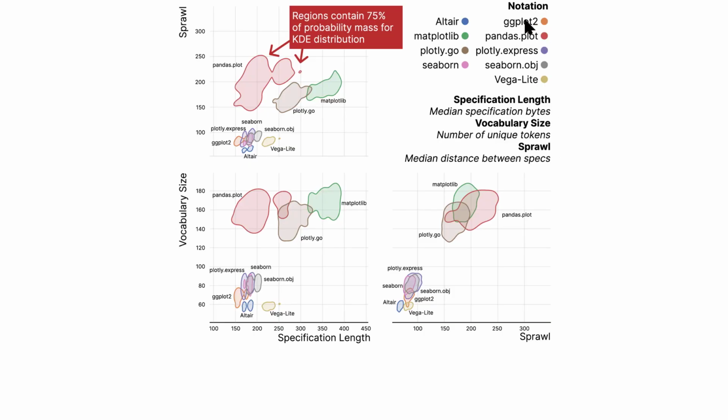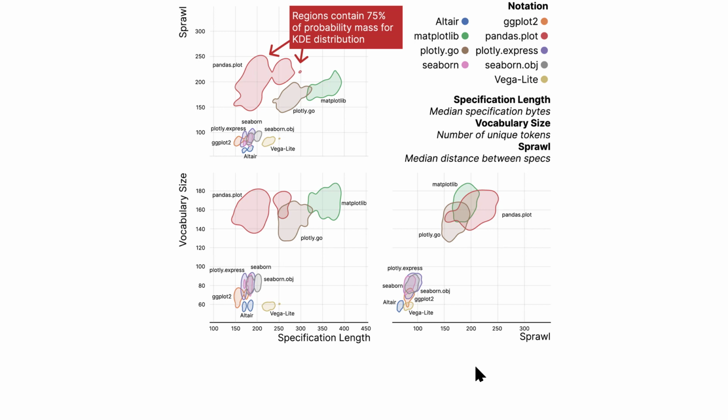What we can do next is for each of our 9 notations, each of these 9 colors, we can compute the sprawl of the notation, the median spec length, and the vocabulary size. And then each of these notations becomes a point in each of these scatter plots.